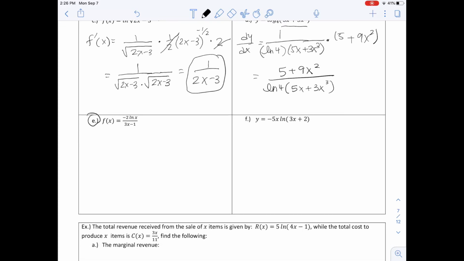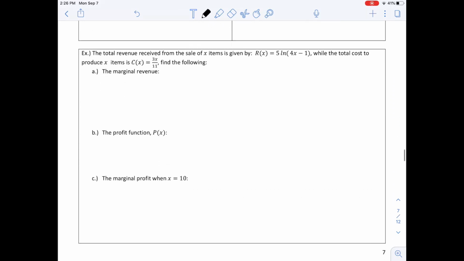We have two more here. We have E and F, which we'll go ahead and circle, and we'll work on those ones together in class.